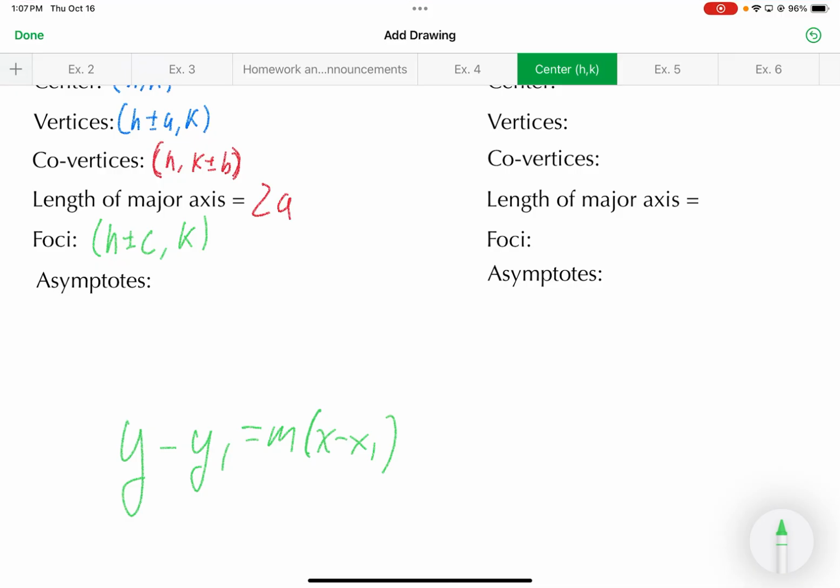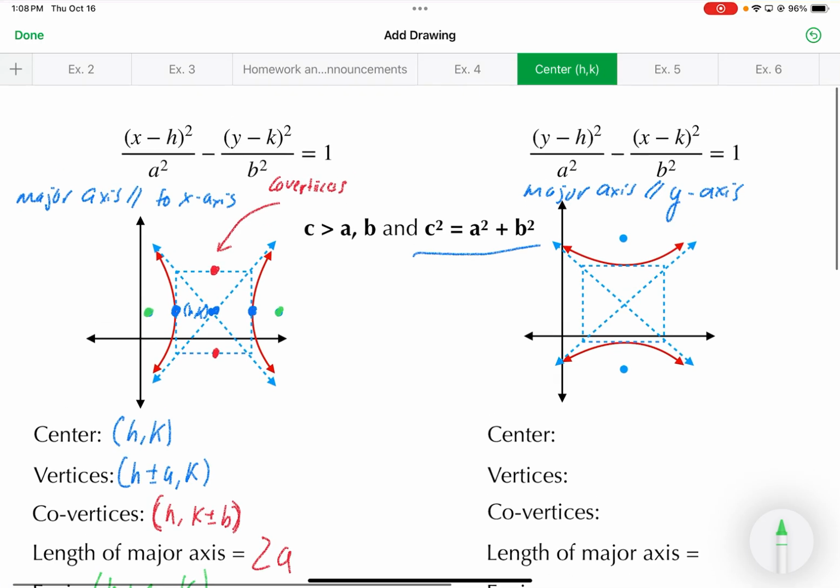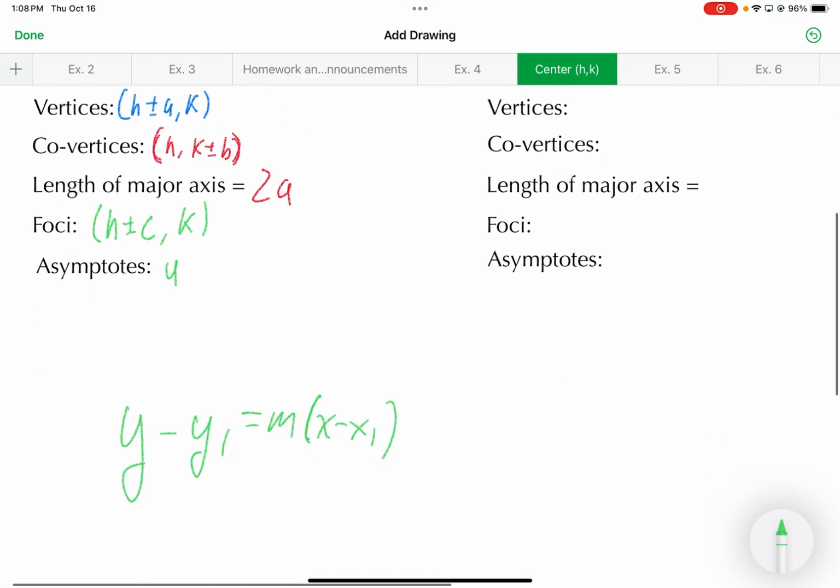All right, so I'm going to use h and k as my x1 and y1. My slope, I'm going to recycle from my definitions earlier. I'm still going to go up a value of b and then right a value of a. So my slope is going to be a rise of b and a run of a. So I'm going to say my asymptote is y minus k, y minus y1, equals m, which is going to be plus or minus b over a times x minus h. Okay, so point slope form helps me do that.